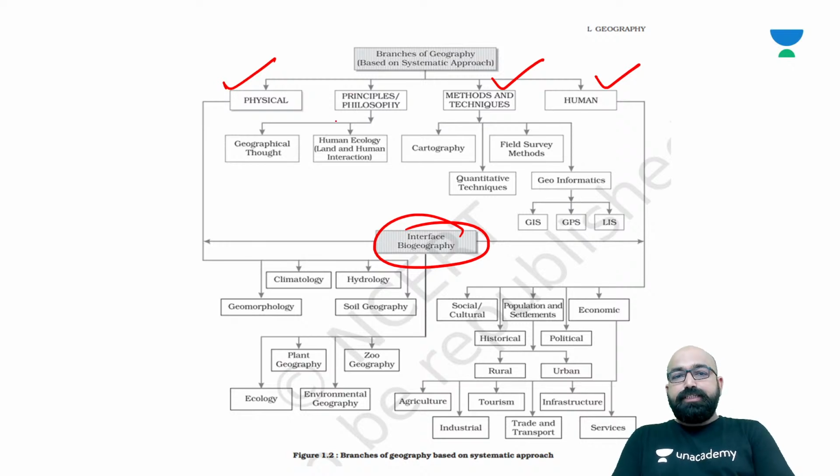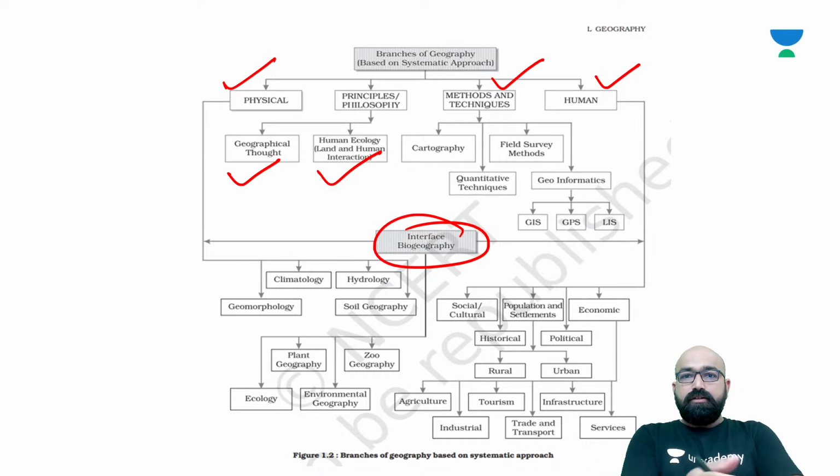Now, the principles and philosophy on the systematic approach, where geographical thoughts and human ecology, that is land and human interaction. Then methods and techniques like cartography, field survey methods, quantitative techniques will be there. Along with that, the geoinformatics, the use of technology in fields like GIS, GPS, LIS.